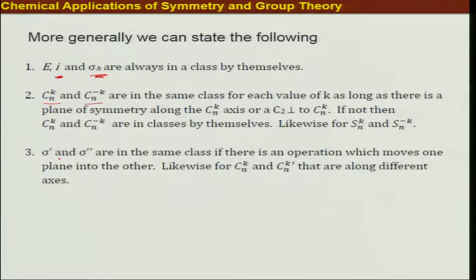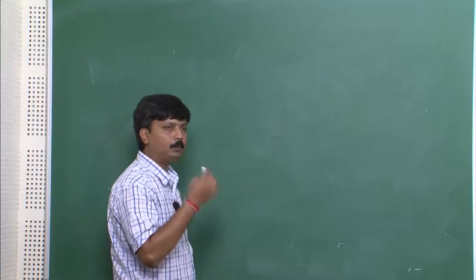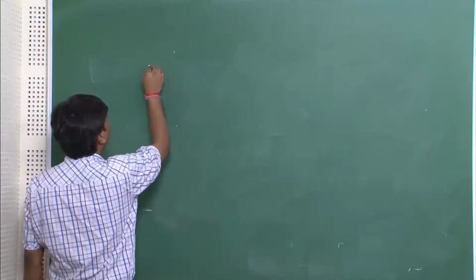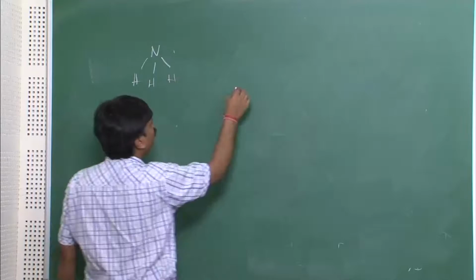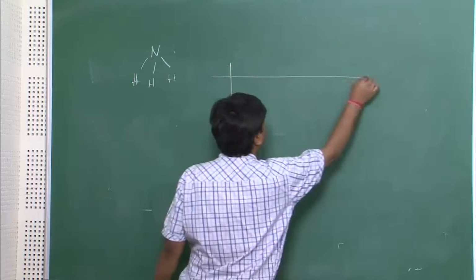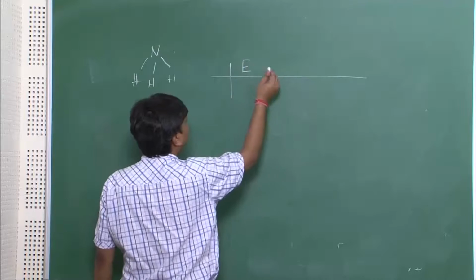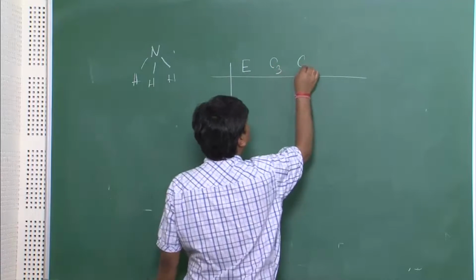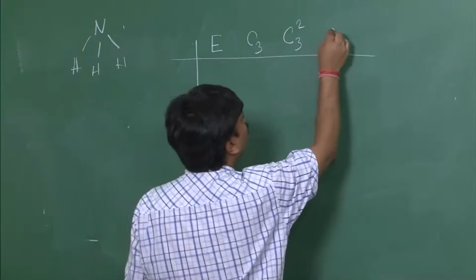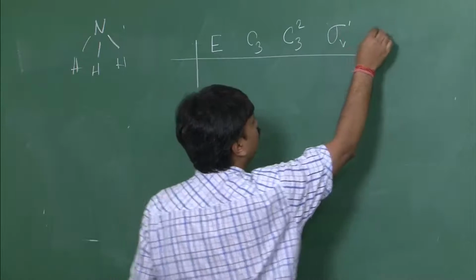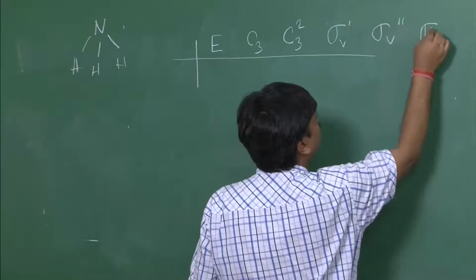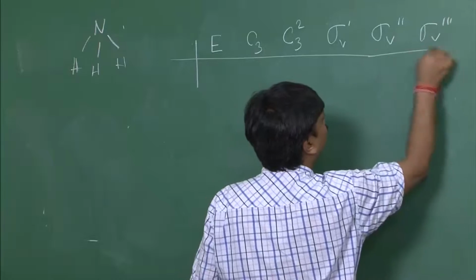Now one thing I will mention here: suppose I am talking about the C3v point group to which ammonia belongs. So how do I write all the symmetry operations? I write E, C3, C3 square, sigma v, sigma v prime, sigma v double prime, like this.